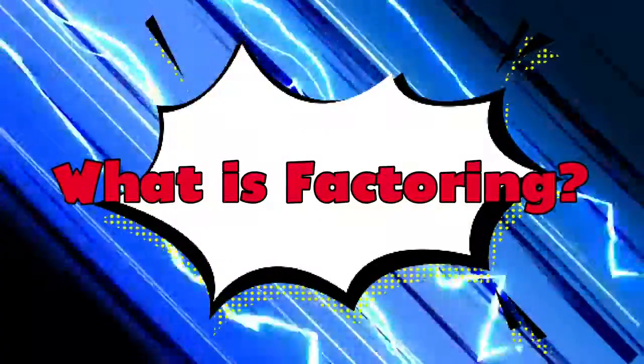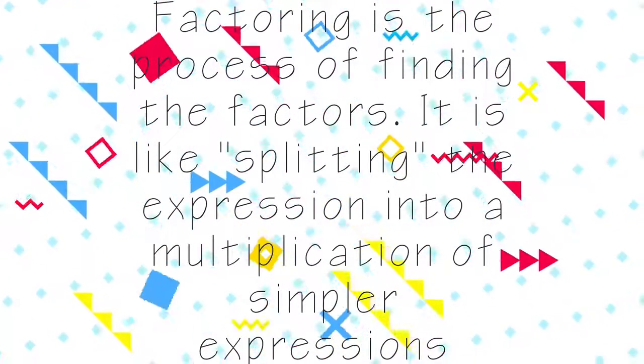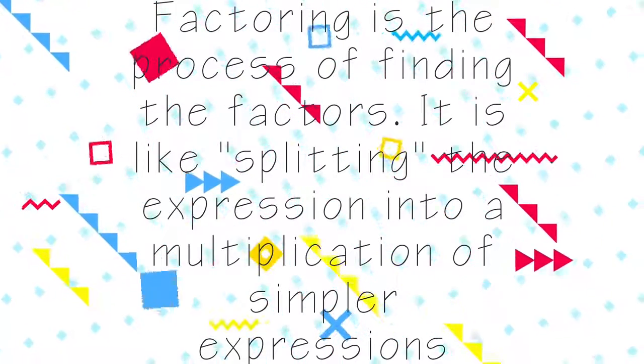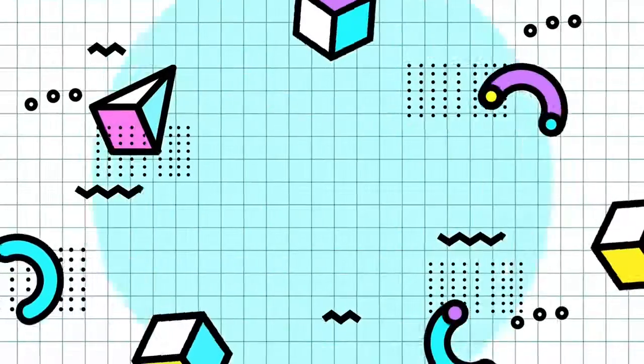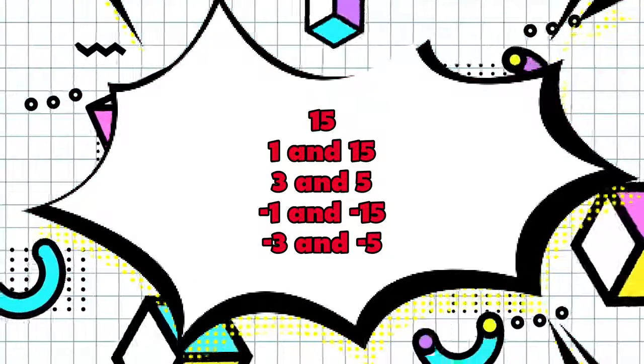First, let us define what a factoring is. Factoring is the process of finding the factors. It is like splitting the expression into a multiplication of simpler expressions. Factors are the numbers that are being multiplied.